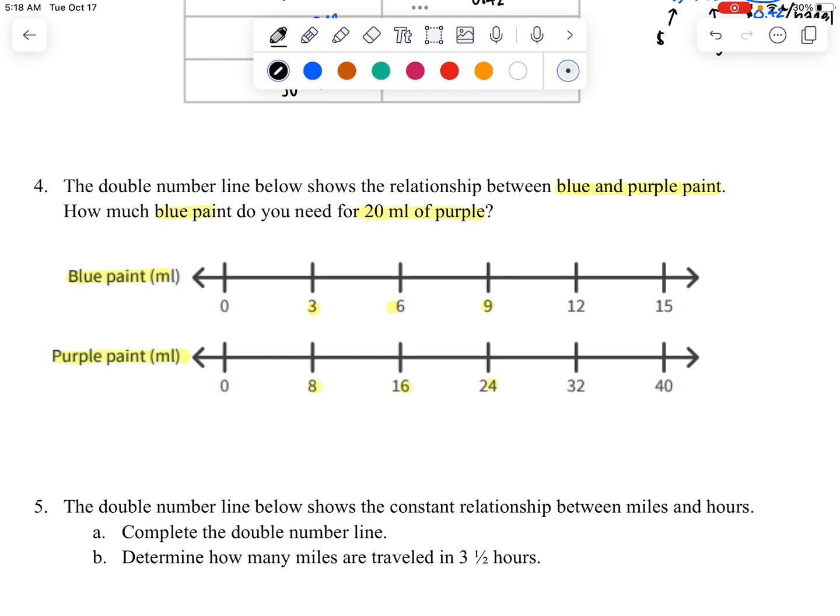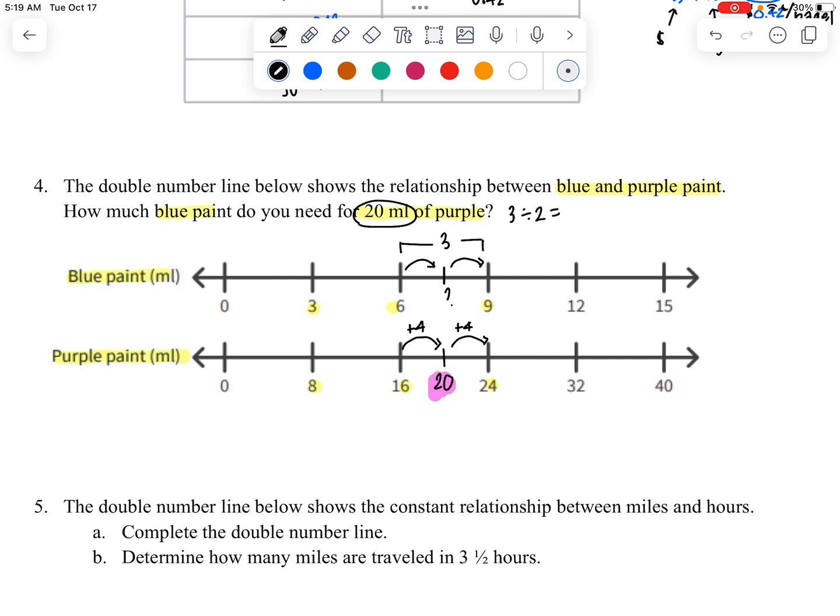They're asking us a question about 20 milliliters of purple, which would live right here, exactly halfway between 16 and 24. And I know it's exactly halfway because 16 plus 4 is 20, and 20 plus 4 is 24. That means that to find the correct amount of blue paint, I need to find out exactly what's halfway between 6 and 9. There are 3 spaces between 6 and 9, so I would just be dividing 3 by 2 to figure out what I'm adding, what my jump is. And that's one way to find the missing number.